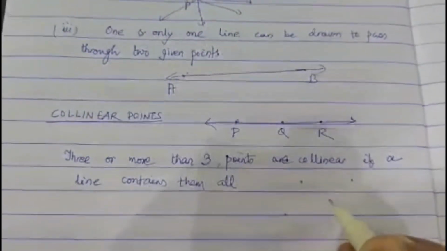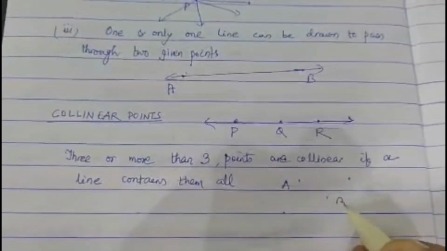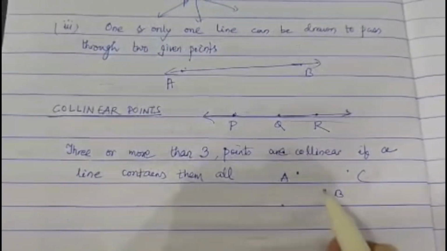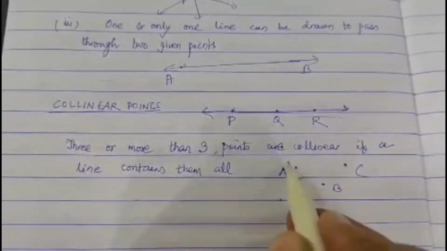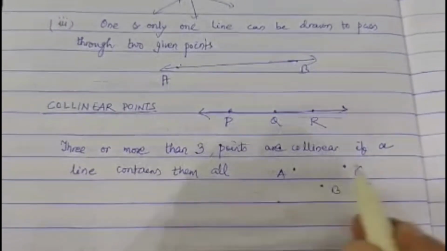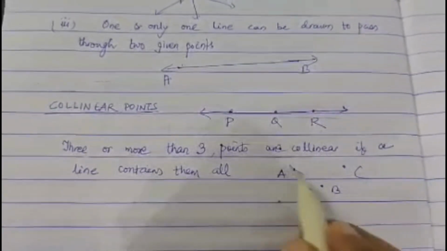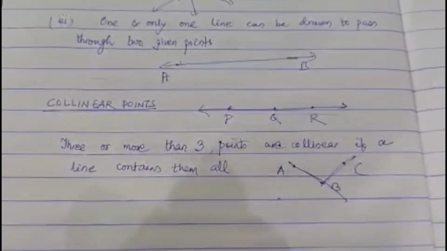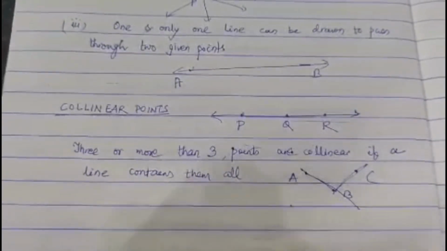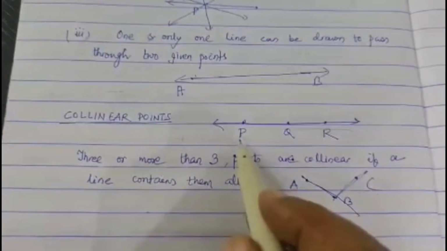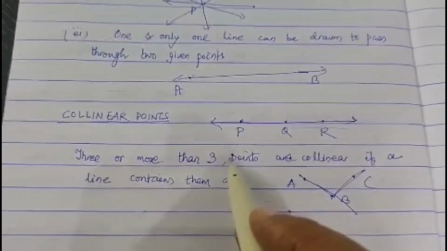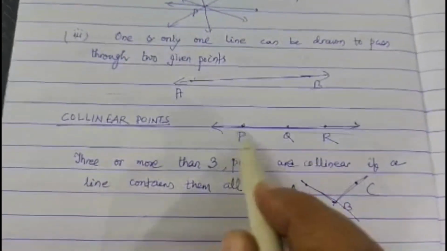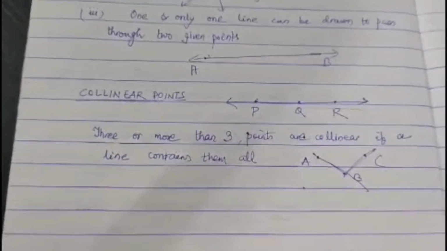Suppose you draw like this, P, Q, R or A, B, C. These cannot be collinear points because there is not a single line which contains them all. You cannot draw like this. This is not a line, okay? Or it will be 2 lines like this. So these are not collinear. So the definition is that 3 or more than 3 points all contained by the same line are collinear points.